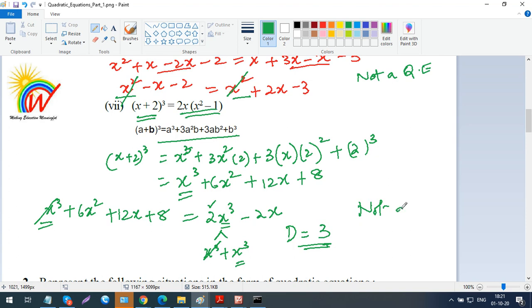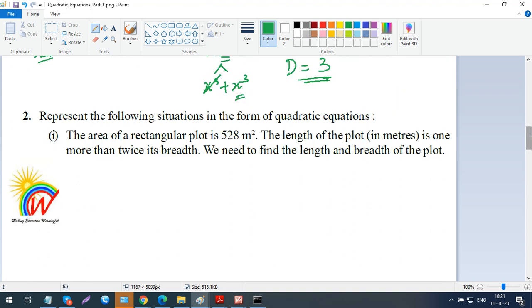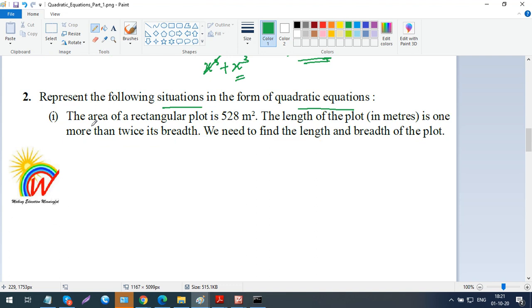All right, now I'll just teach you how to write an equation. See, they're saying represent the following situation in the form of a quadratic equation. That's it. Okay, they're not asking you to solve. The problem over here says the area of a rectangular plot is 528, right? Usually the rectangular plot has a length and the breadth, right? So the length of the plot is one more than twice its breadth.